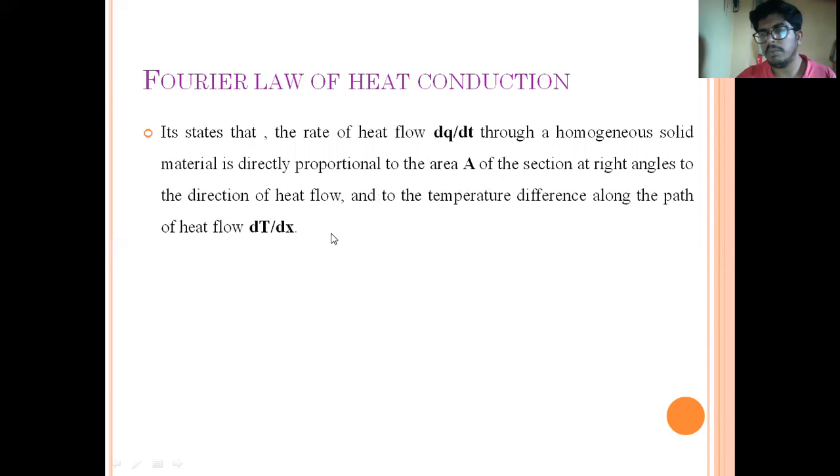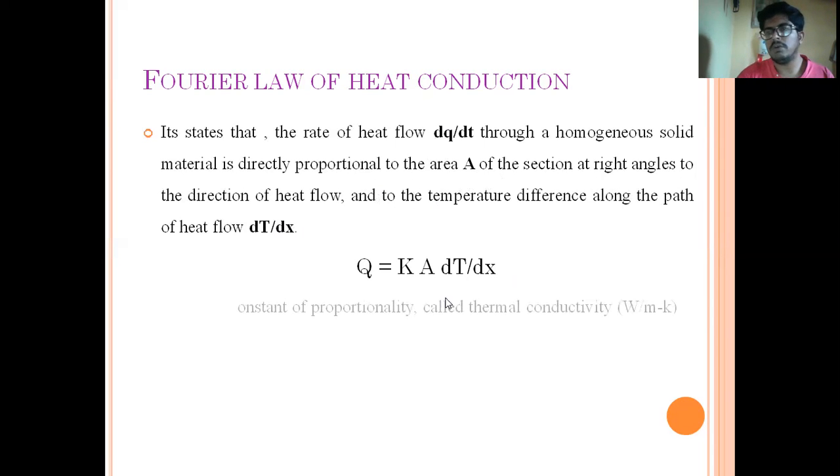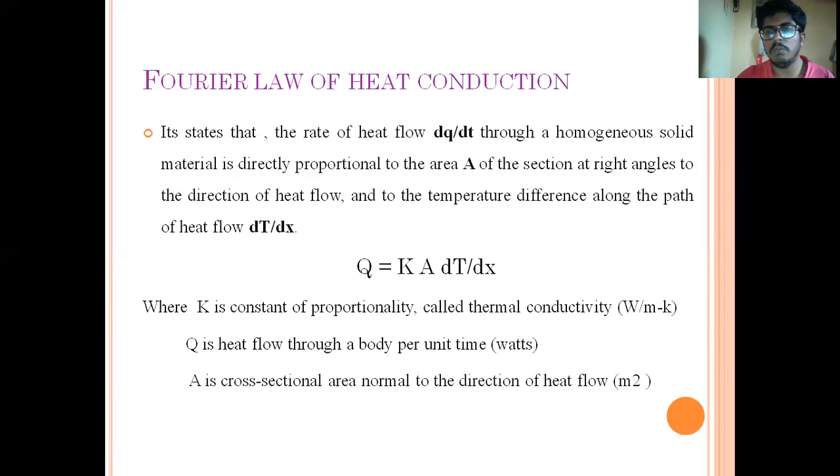When the proportionality is replaced with a constant, the expression is obtained as Q equals k times A times dT by dx, where k is the constant of proportionality called thermal conductivity, expressed in watt per meter Kelvin. Q is the heat flow through a body per unit time, expressed in watts. A is the cross-sectional area normal to the heat flow, expressed in meter square. dT by dx is the temperature gradient. So this is about Fourier's law of heat conduction.